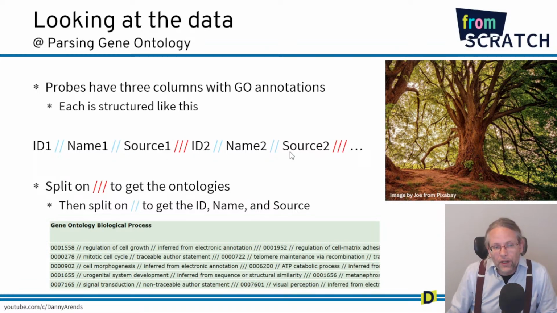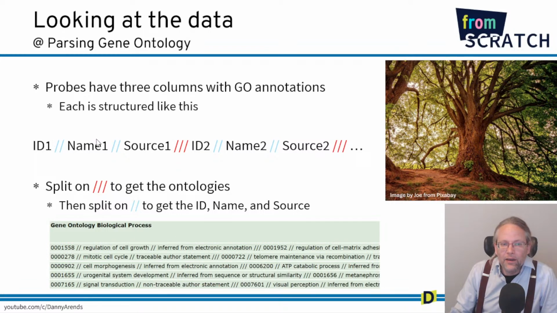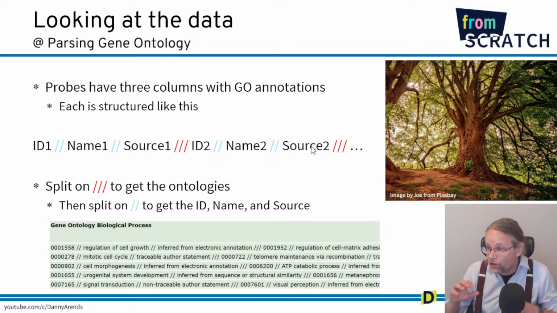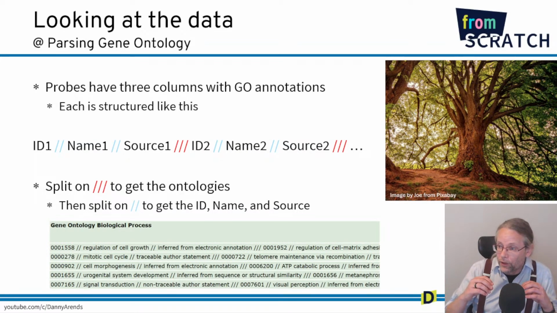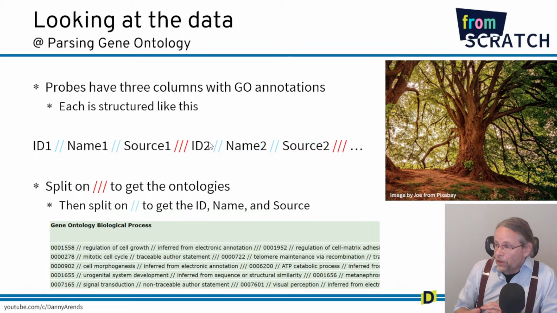But if we look at it, we can see that every one of these is separated by 3 forward slashes, right? So we have an ID, a name, and then a source, 3 forward slashes, and then an ID, a name, and a source, right? Because it is a tree, right? A single probe can belong to many different gene ontology groups. So how do we deal with this, right?